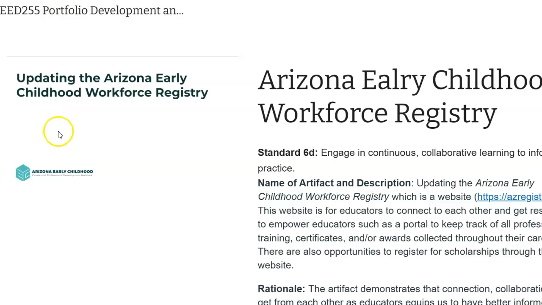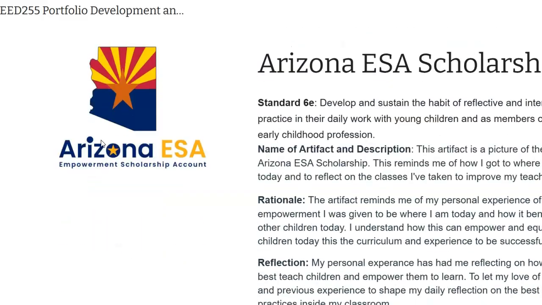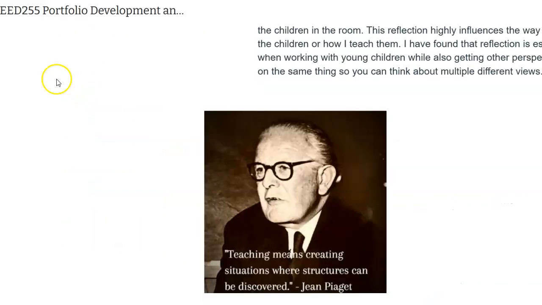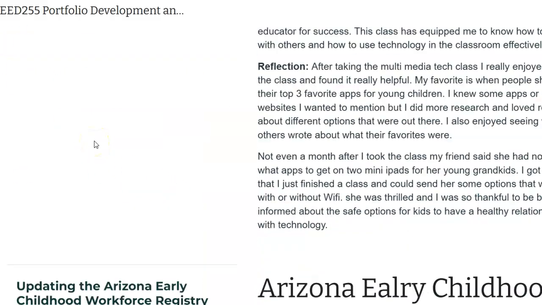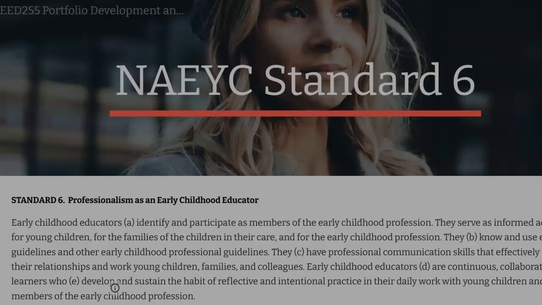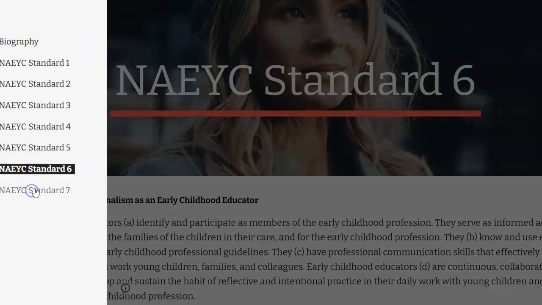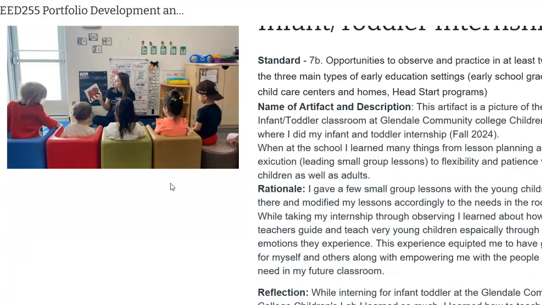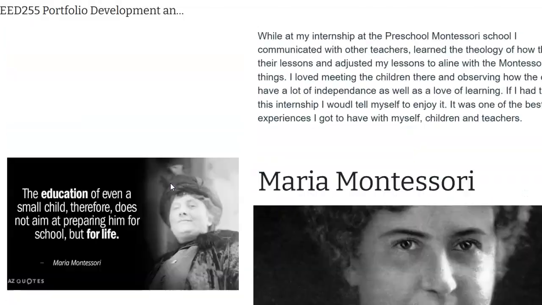So my artifact is the workforce registry, and it helps me engage in continuous collaborative learning. They recently did an update. You could talk about all of those things. But other than that, you really are Jean Piaget's, who I feel connects with standard 6 professionalism, and standard 7 is your 2 internships, and Maria Montessori.